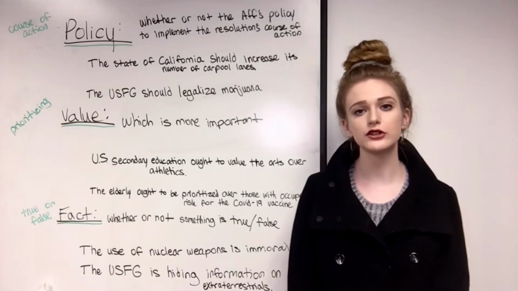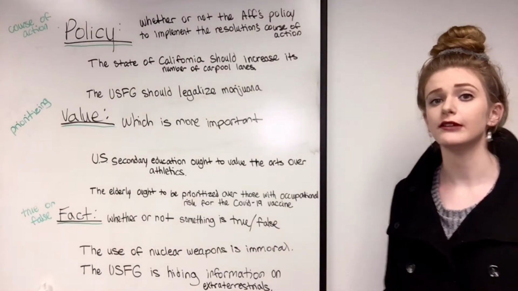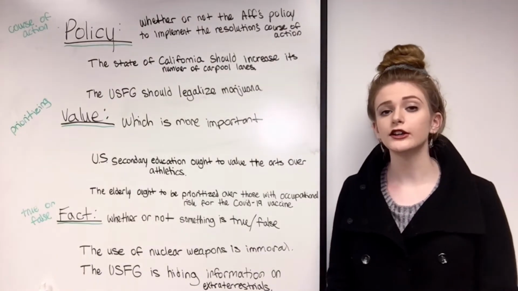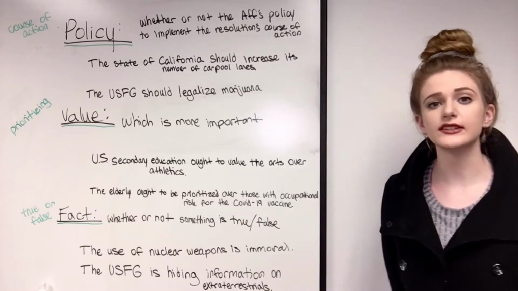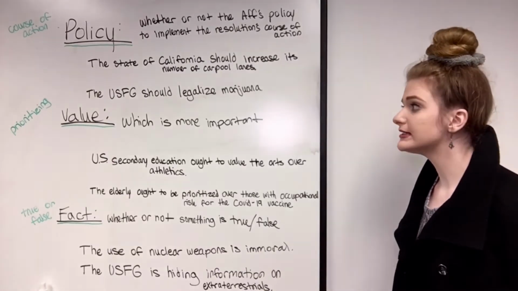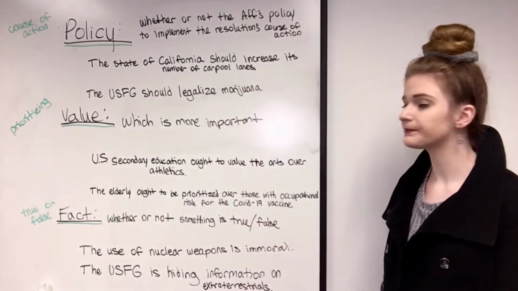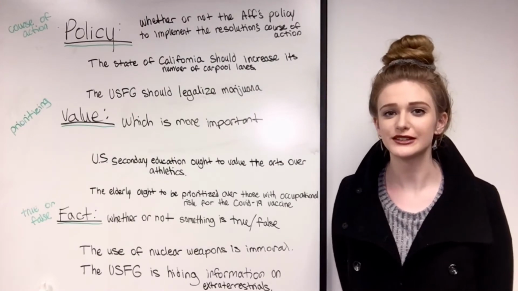So in parliamentary debate, when you debate, you will be debating a resolution, a sentence. Some people tend to think that you debate a topic, but you're actually given a specific sentence for every round. And those sentences that you'll be debating can be broken down into three kinds: a policy, a value, and a fact. Now today I'll be explaining the differences between these three different types of resolutions.